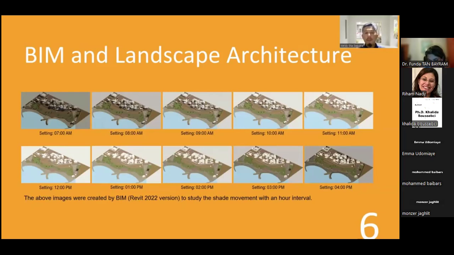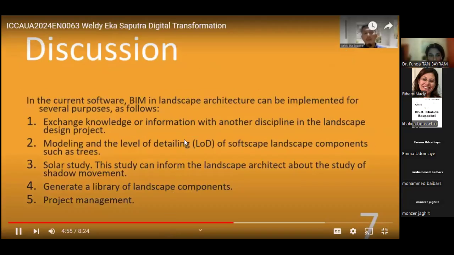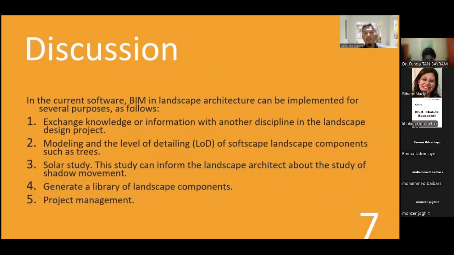This gives the benefit for landscape architects to identify which objects or landscape components can create a lot of shaded area, and this can be identified so they can place the sitting area, for example, or maybe place a shelter for people when they visit this park. So in the current BIM, or building information modeling software, there are some benefits of the purpose of BIM, or ways we can utilize BIM in landscape architecture design.